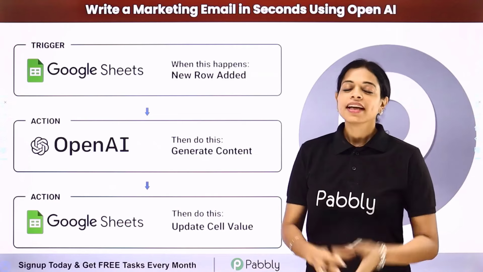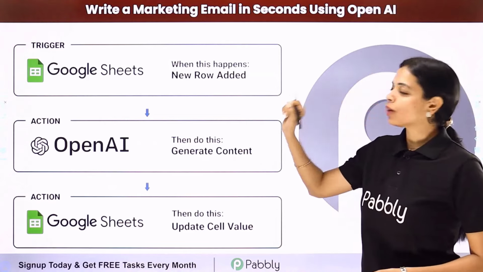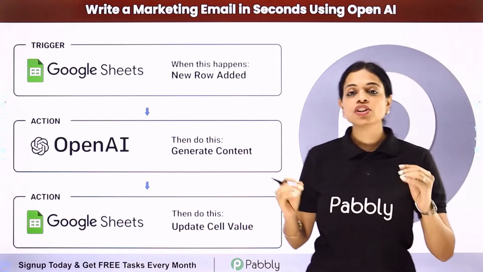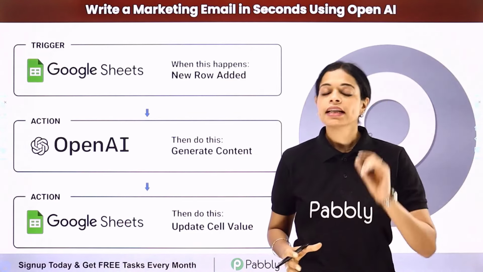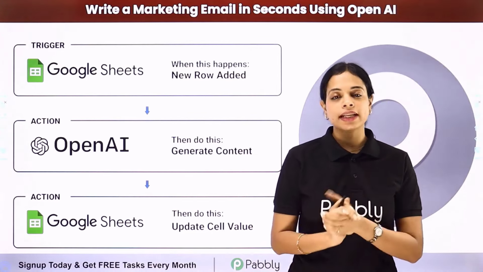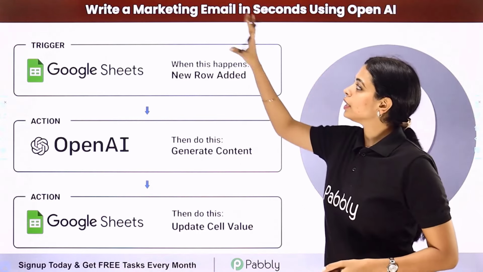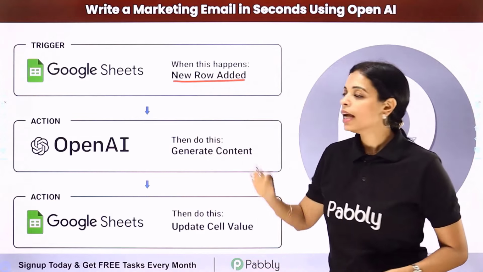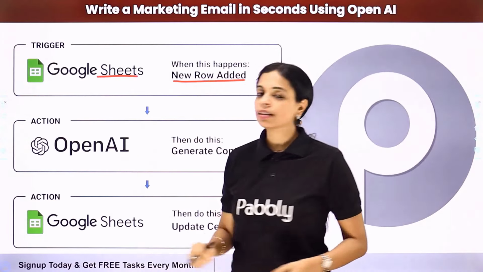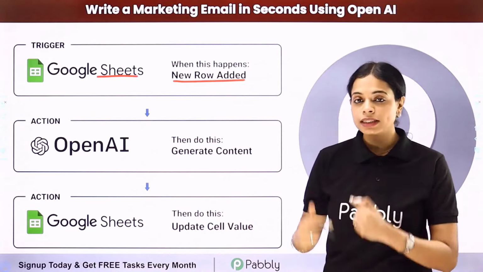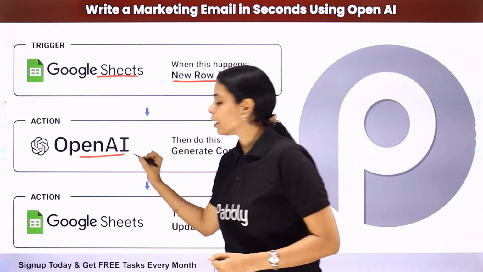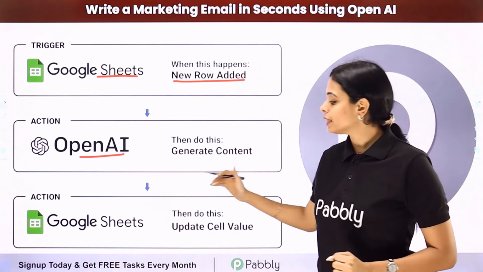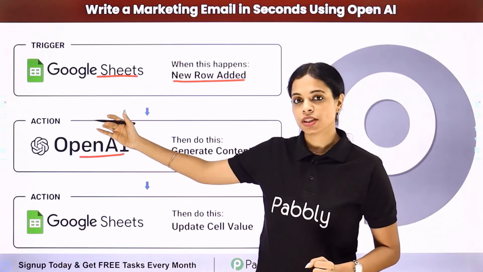In this video, we are going to see how to write a marketing email in seconds using OpenAI, which is an artificial intelligence research and deployment company that helps you in creating human-like content. So here I wish to create marketing emails. Let's say that every time I add a new title in my spreadsheet, here we have taken the example of a Google Sheet, then automatically with the help of OpenAI, an email is generated, and now the same email is updated as a cell value in the same Google Sheet.